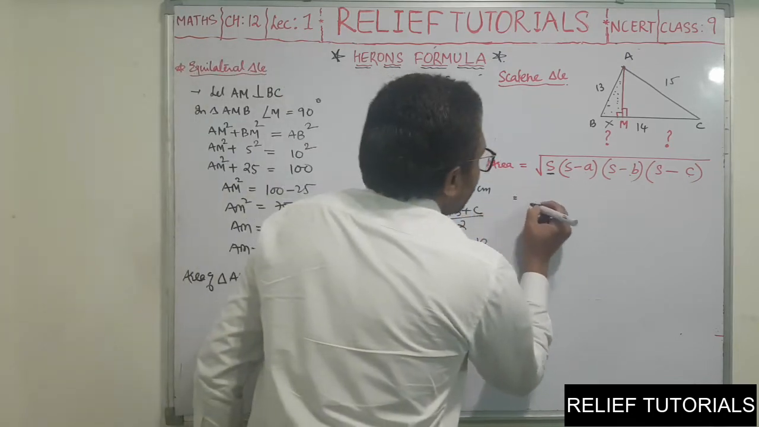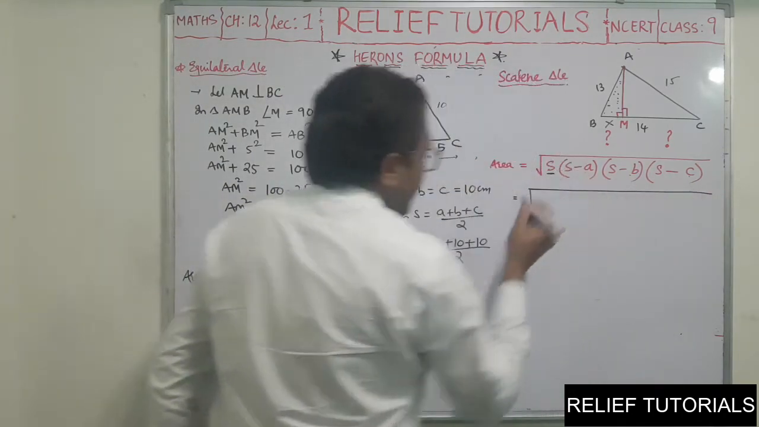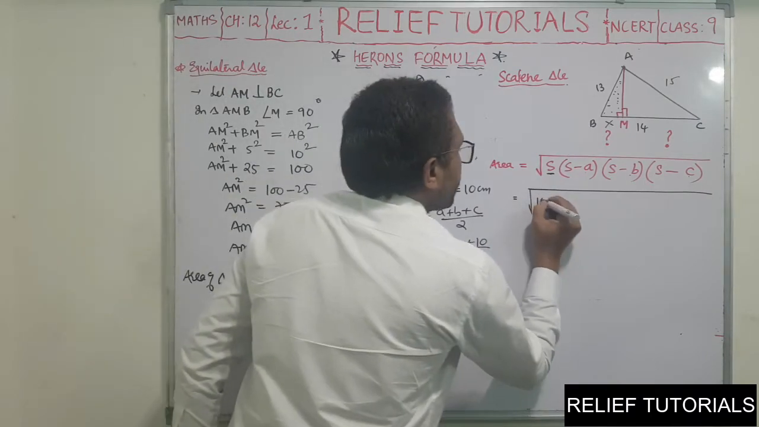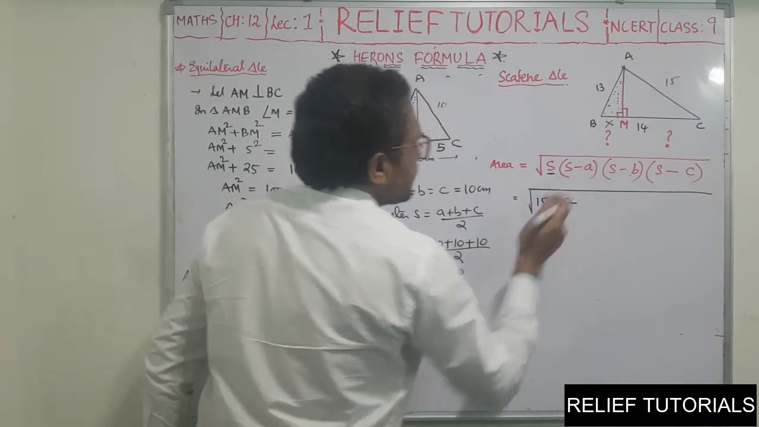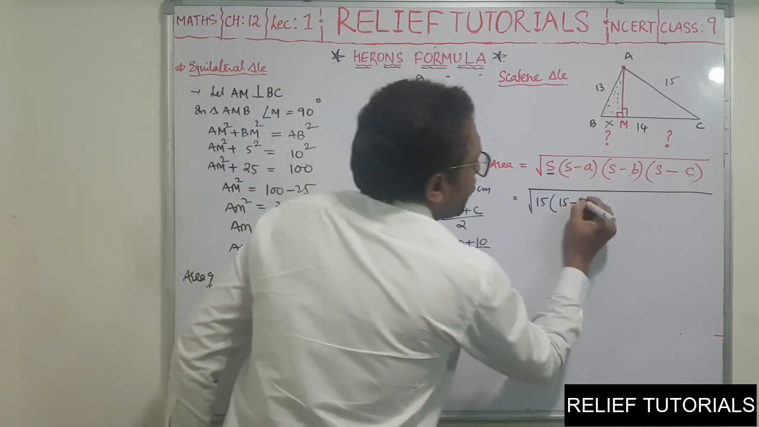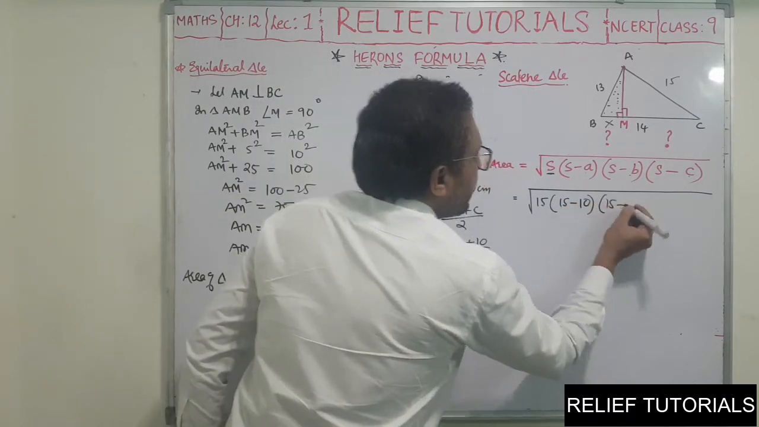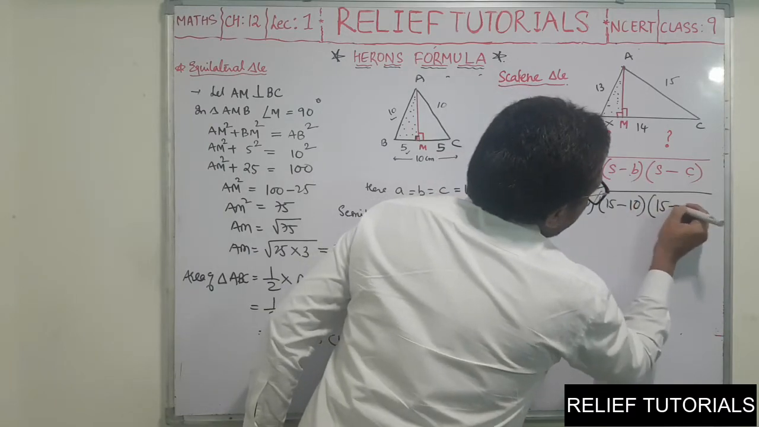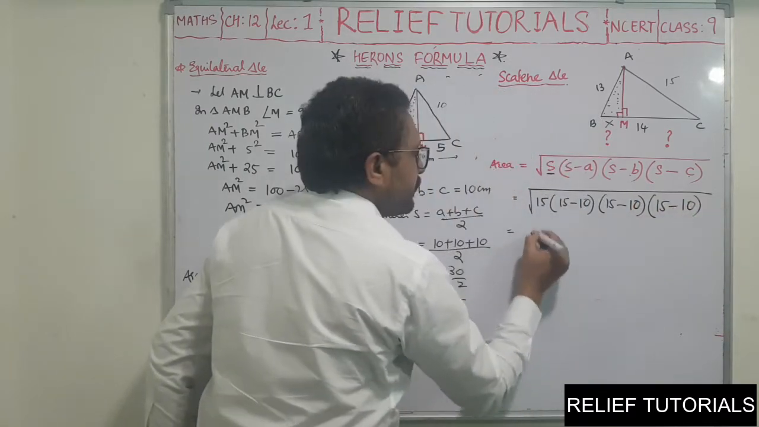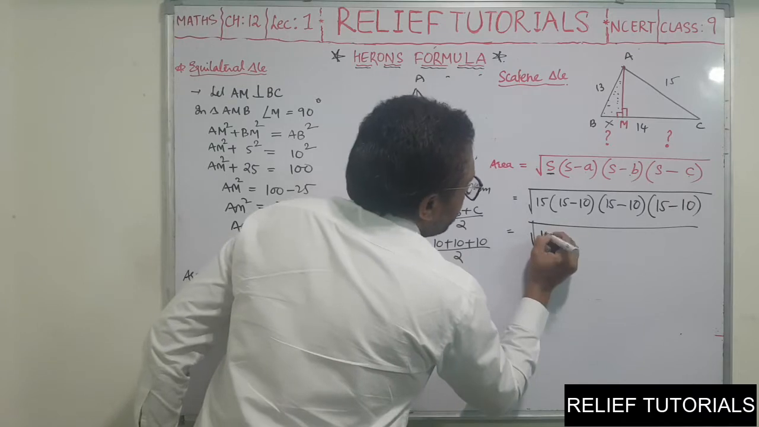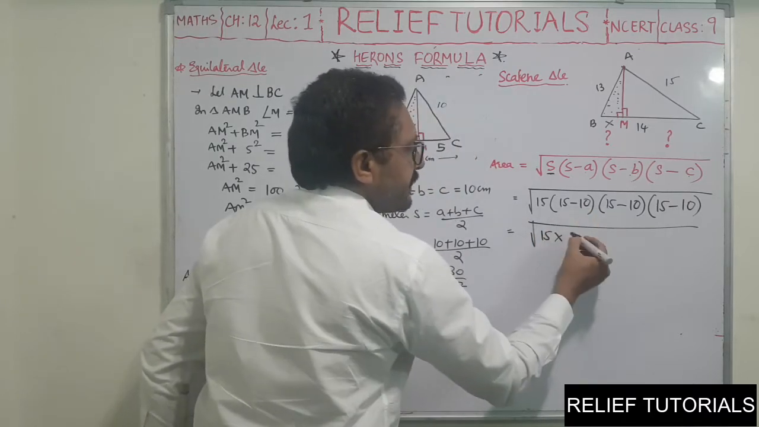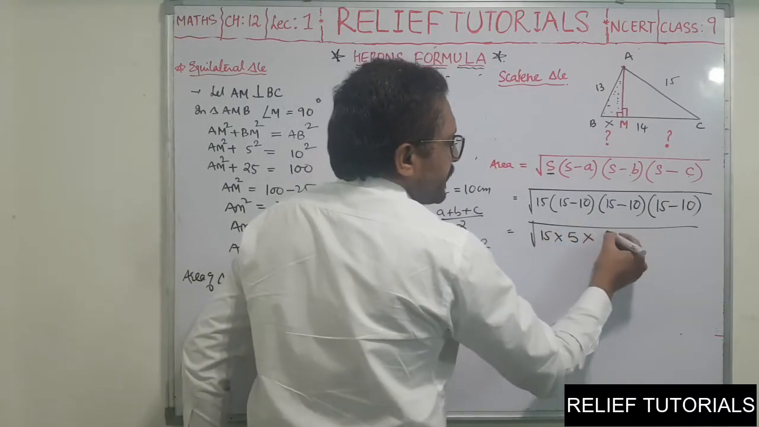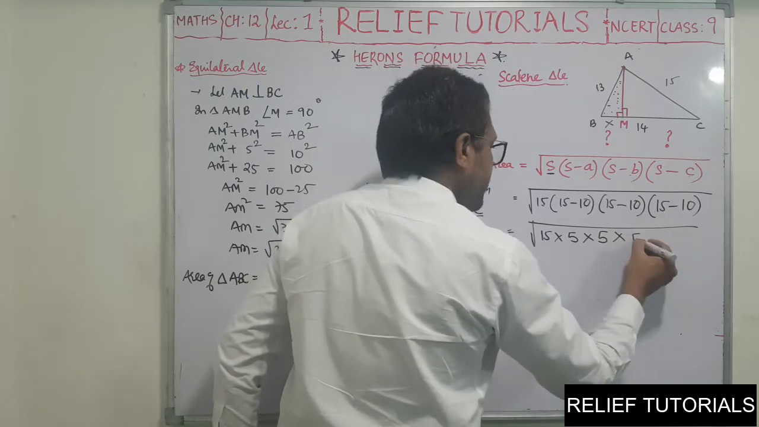Now I'll substitute this value here. So what we will get? See here, S is 15. S, 15, minus A is 10. 15 minus B is 10. 15 minus C is 10. So here 15 into 15 minus 10, which is 5, 15 minus 10, 5, 15 minus 10, 5.